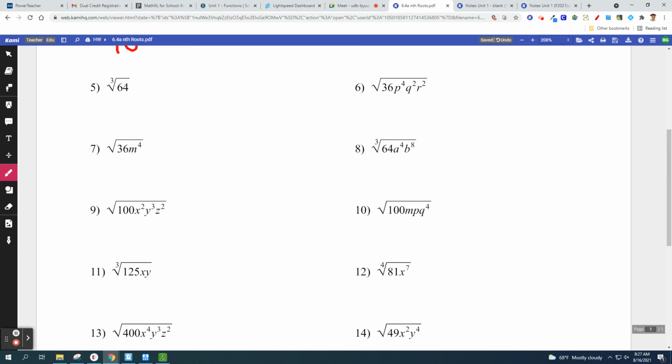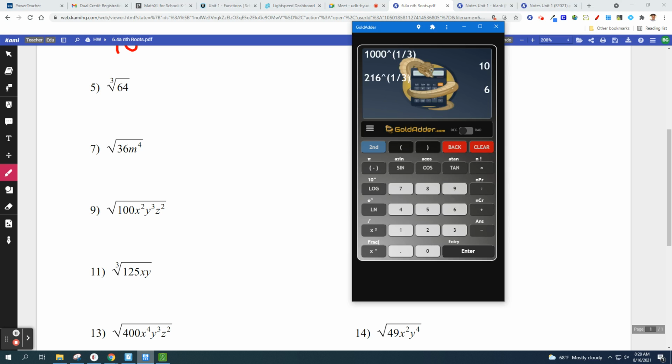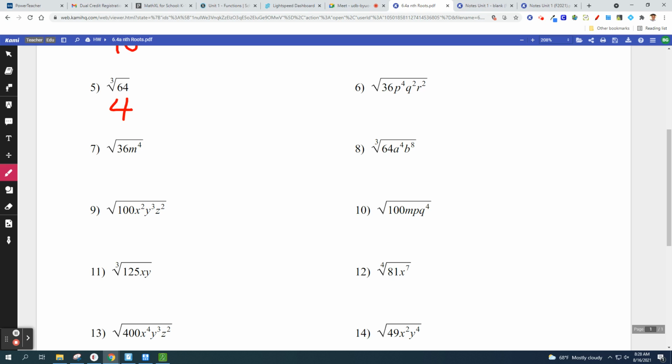Number 5 is the cubed root of 64. Some of you might know this one. Okay, that means what times itself is 64. Those of you that do not know that one, you can enter this on your calculator. 64 to the 1/3 power. What's it going to say? It's going to say 4, right? So the cube root of 64 is 4. Okay?